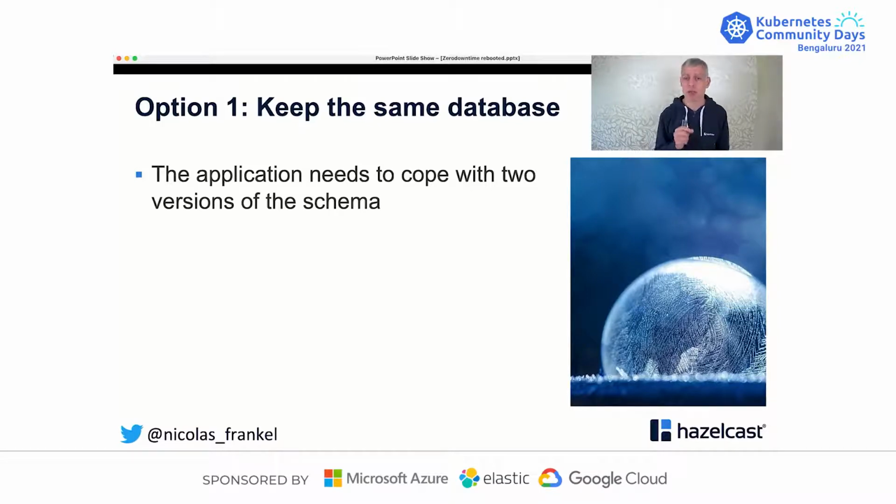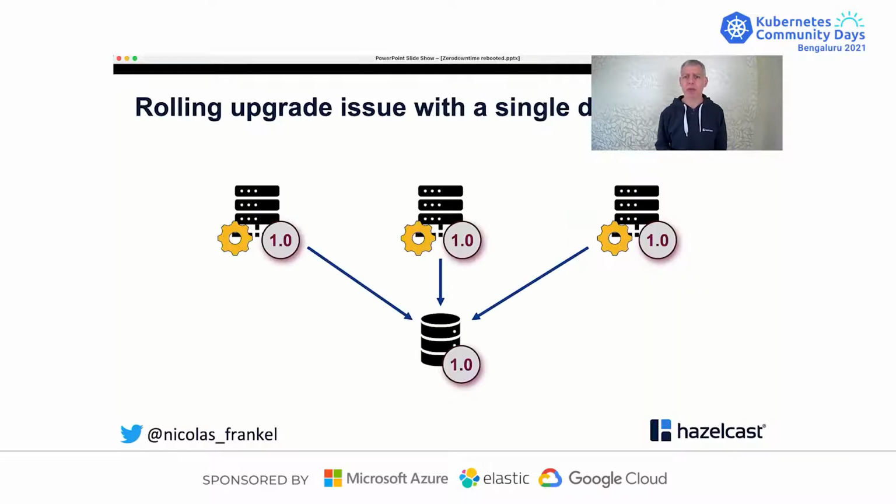However, there is one requirement, which is that the application needs to cope with two versions of the schema. Why is that? Here we have 3 pods and one single database pod. Let's do a rolling upgrade with Kubernetes. If we just do a rolling upgrade, first we start with the first pod, and then we go to the database. And of course, the old 1.0 pods cannot cope with the 2.0 version because there is no way they could have inferred the future, and it breaks. So it doesn't work like that.